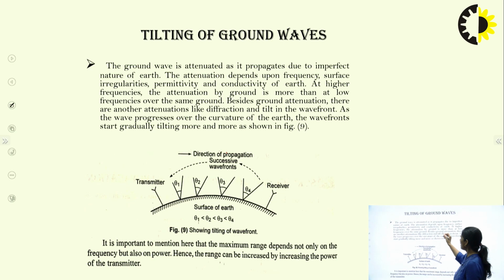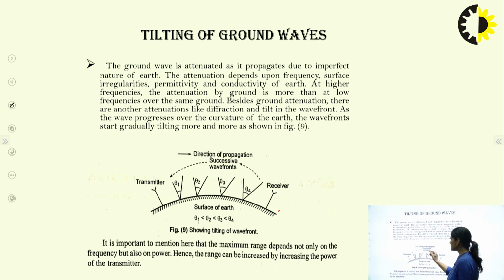Besides ground attenuation, there are other attenuations like diffraction and tilt in the wave front as the wave progresses over the curvature of the earth. So the wave front starts gradually tilting more and more. Let this be your transmitter, this your receiver. When you send your wave from transmitter to receiver, it will tilt at an angle of theta 1, here theta 2, here theta 3, here theta 4.